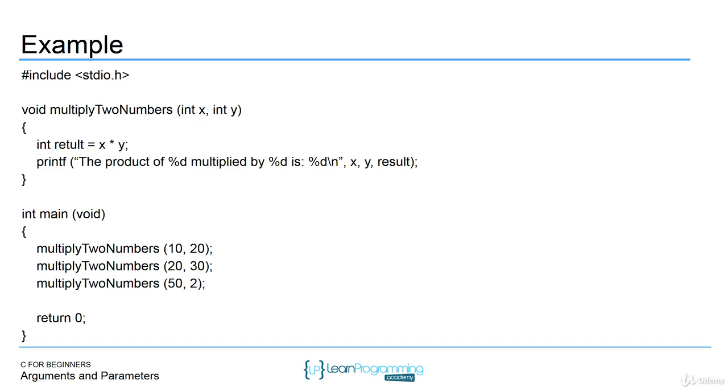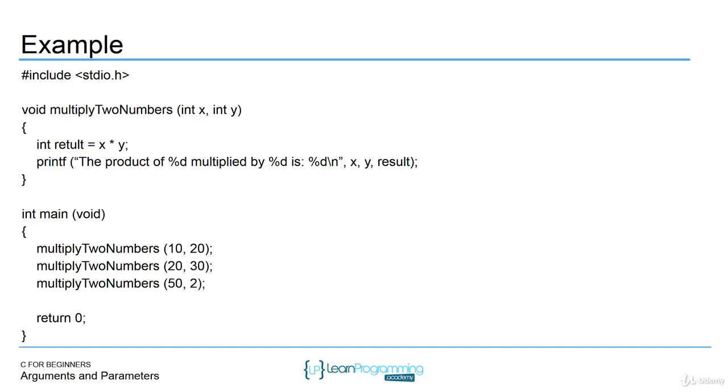When we invoke the function in the main routine here, we say multiply two numbers and we pass in the arguments. We pass in the values 10 and 20. We could pass in variable names here as well. But in this example, we're just saying 10 and 20. This is going to call the function multiply two numbers and pass in 10 for the first parameter, 20 for the second. So x is going to be equal to 10, y is going to be equal to 20. So when we do our multiplication, x times y, it's going to be 10 times 20. The result is going to store 200, and then it's going to display that result, along with the variables that are being passed to it, x, y, and z. So it's going to display 10, 20, and then 200.